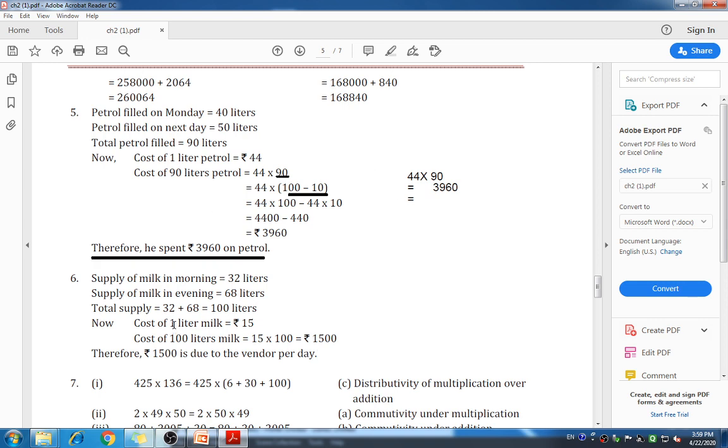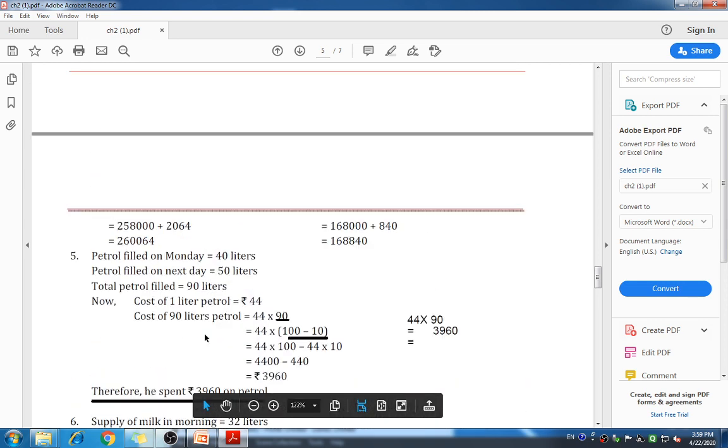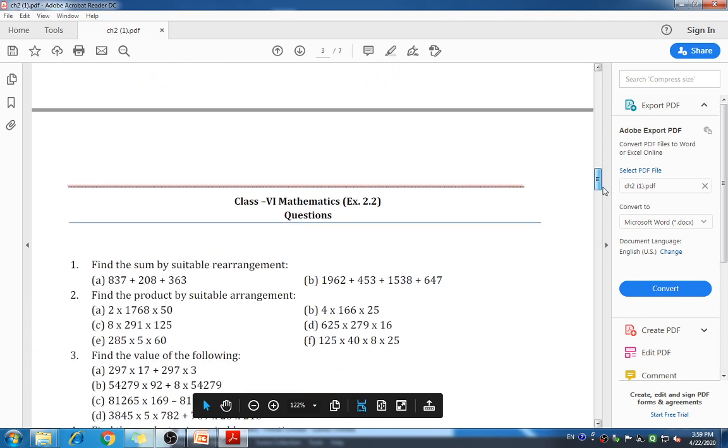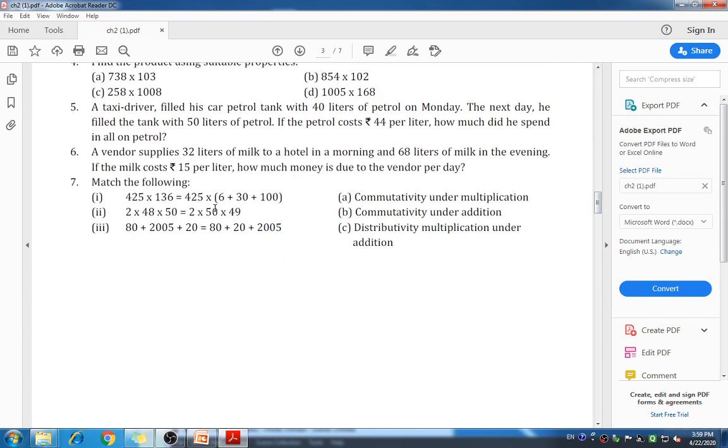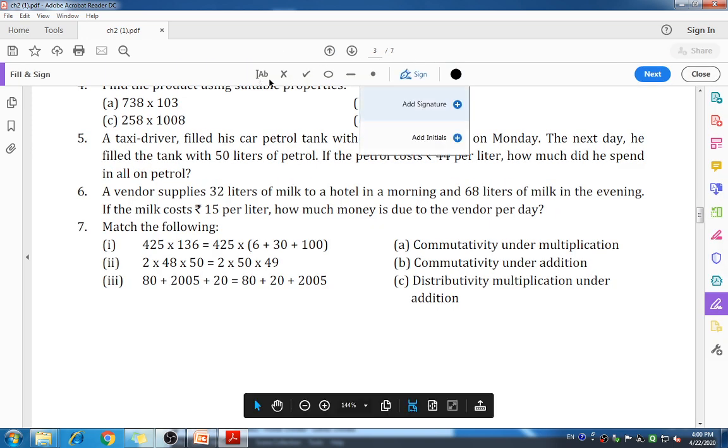Now, our last question of this exercise. Look here carefully. Match the following. Here they give us 3 examples, and in the second column they give us commutative under multiplication, commutative under addition, distributive multiplication under addition. Look carefully. If there are brackets, we have to use the distributive property. That means where there are brackets, we have to use the distributive property. So look here carefully. How can we join this?